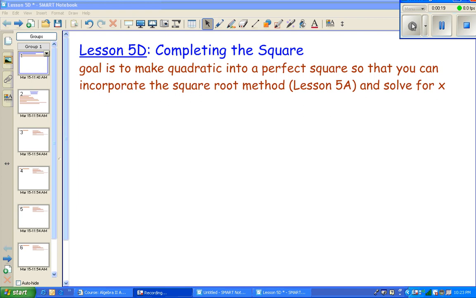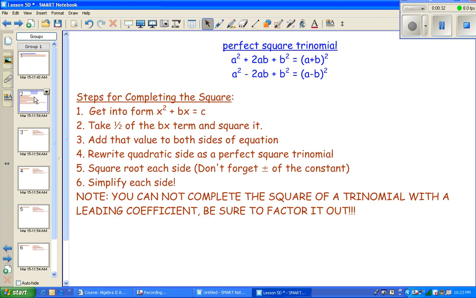The goal is to make a quadratic into a perfect square trinomial so that you can incorporate the idea of the square root method that we studied in lesson 5A and be able to solve your quadratic equation for x. Just to review, a perfect square trinomial is one that factors as the same set of parentheses for both factors, which means you can write it as a perfect square, whether it be a squared plus 2ab plus b squared, or a squared minus 2ab plus b squared.